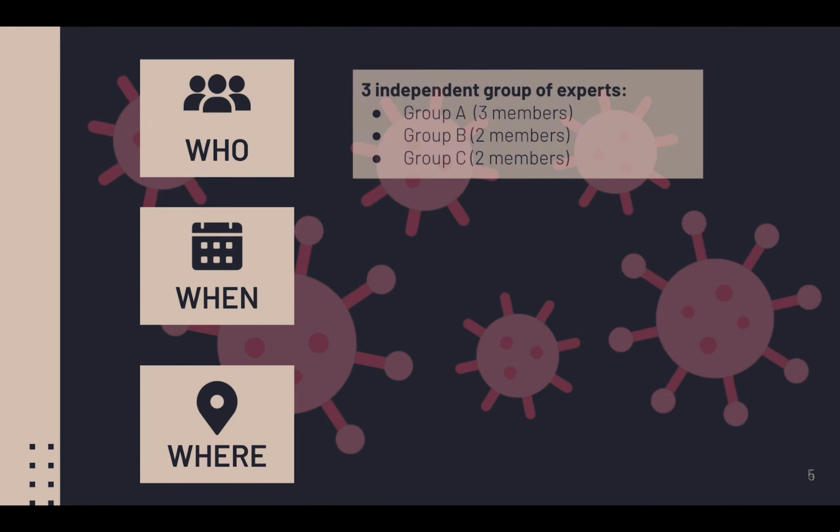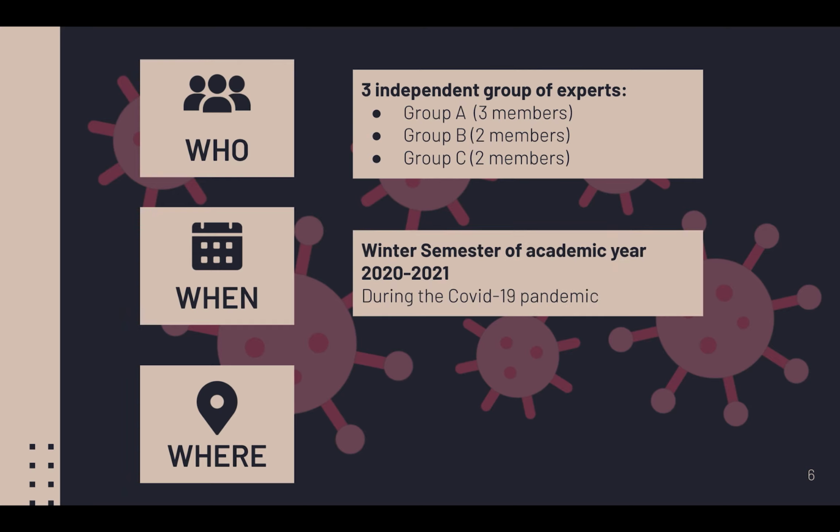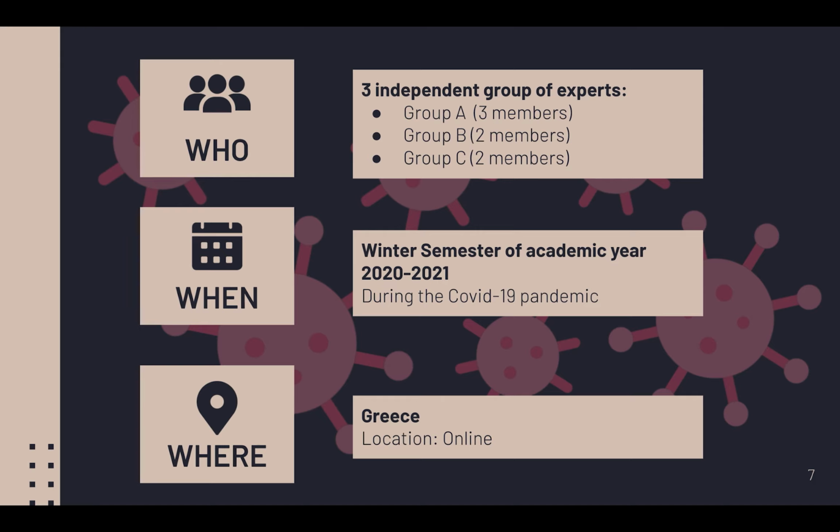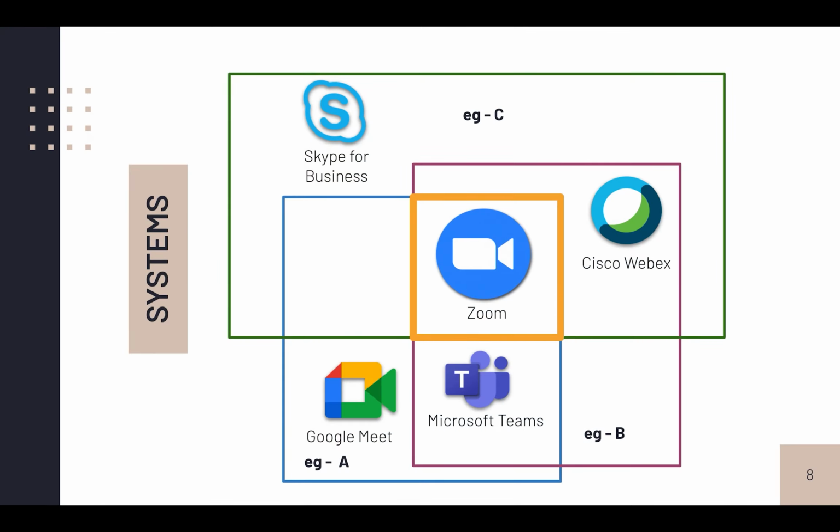As for the context of the study, let's clarify its characteristics. The evaluators were divided into 3 groups of experts that consisted of 2 to 3 members each. The time of the study was the winter semester of the academic year 2020-2021. The study occurred in Greece and most of it was online. All 3 groups of experts evaluated the Zoom system. Each group of experts evaluated 2 systems of their choice in contrast to Zoom.